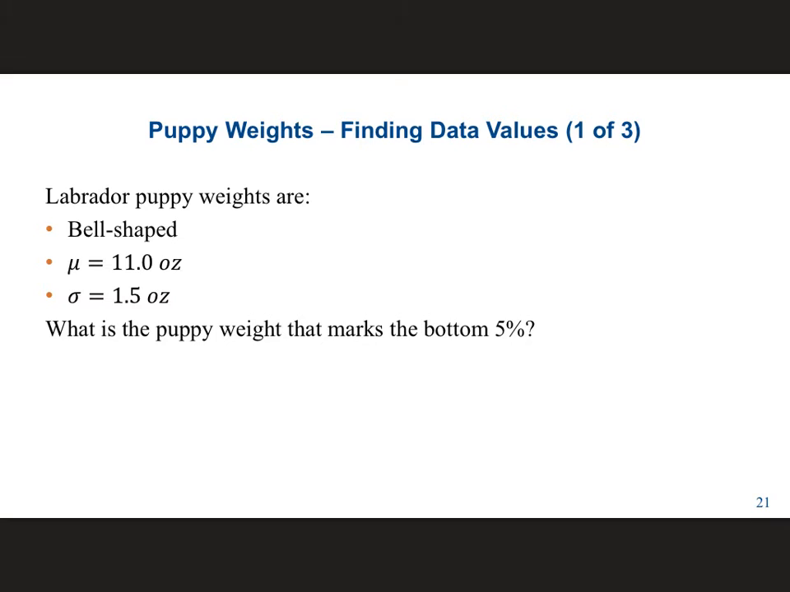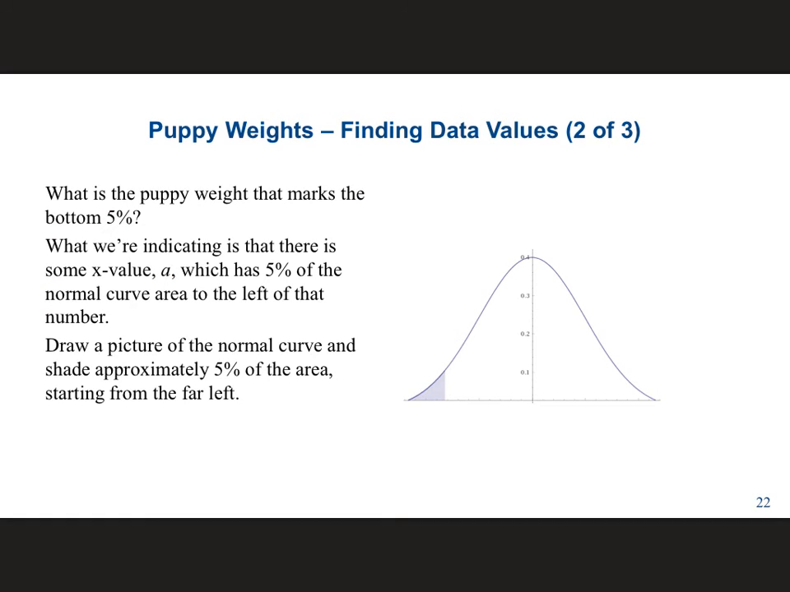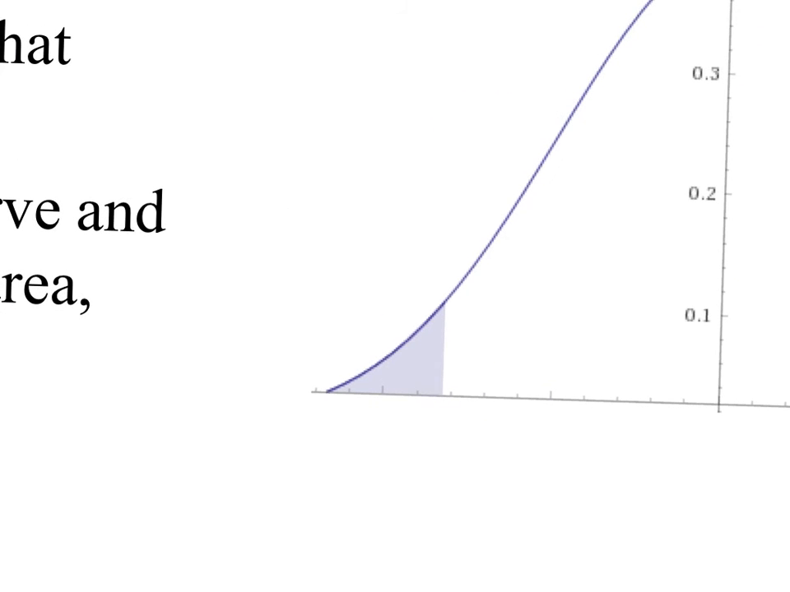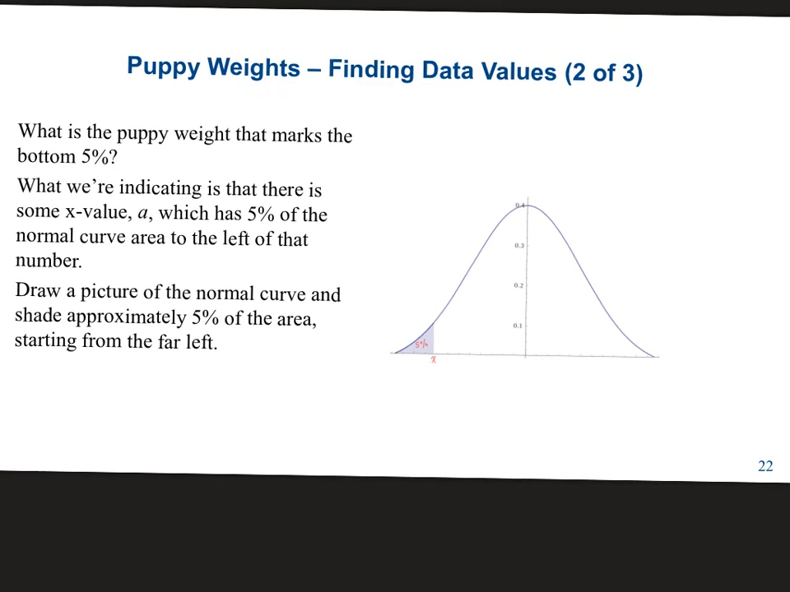So let's take a look at this first one. What is the puppy weight that marks the bottom 5%? So when you're looking for that bottom 5%, what you're saying is that you're looking for this percentage here because you've shaded approximately 5% there. Okay, so I'm looking for some X value. So the first thing you want to do is draw a picture of the normal curve and shade approximately 5% of the area starting from the far left.